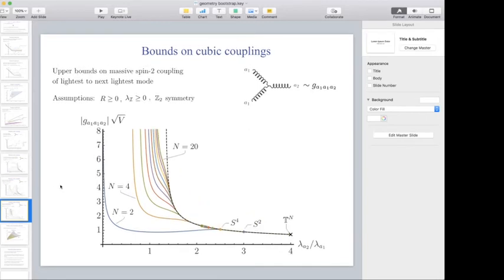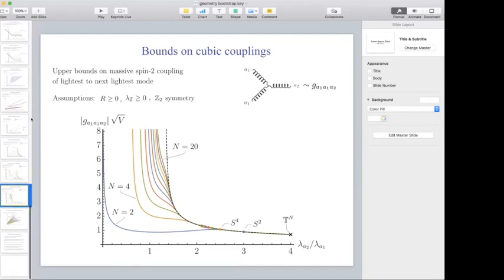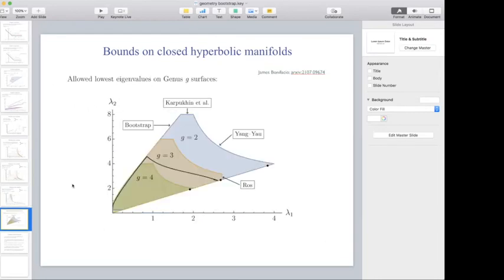Here's another similar plot, just under stronger assumptions, some Z2 symmetry. Here we find there are spheres that kind of optimize these bounds. Okay, so these were all in the case of Einstein manifolds. So in this latest paper that James put out, he generalizes this to hyperbolic manifolds.